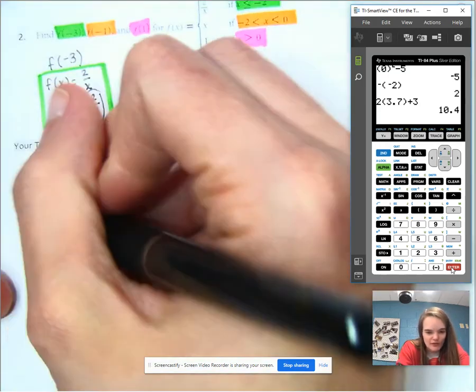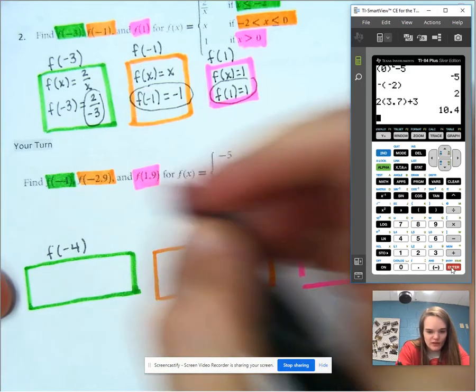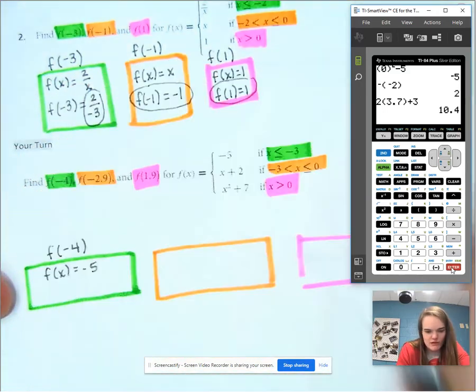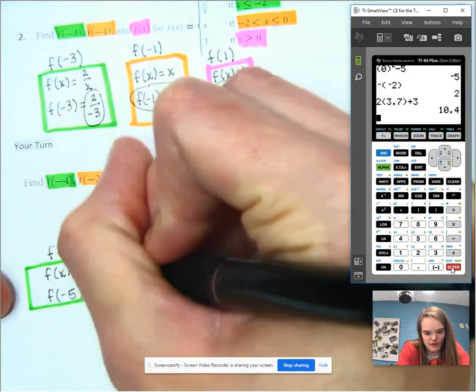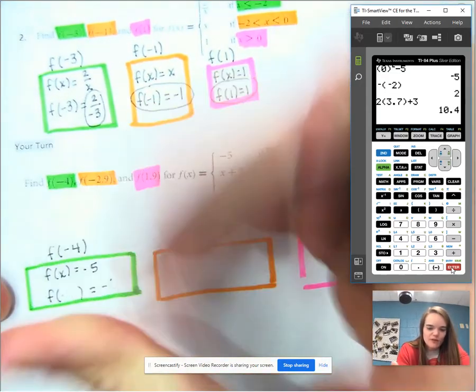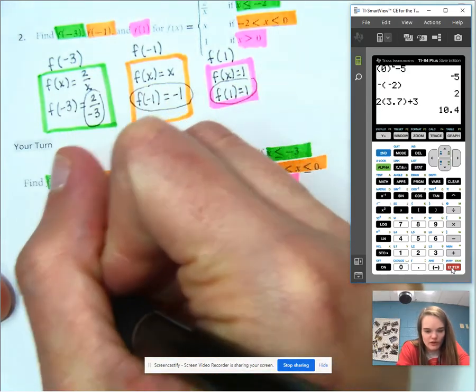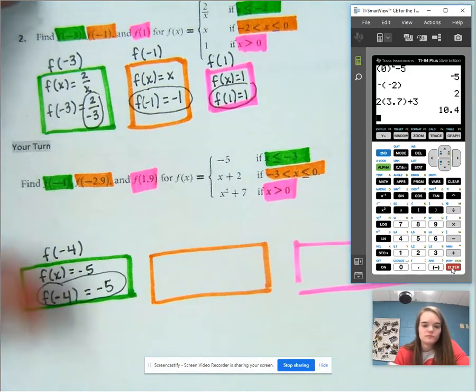Okay, so f of negative 4 means we use f of x equals negative 5. That means we just plug in a negative 4. But remember, there was no x, so there's nothing we could do. That means when we graph it, it's just going to be a horizontal line, by the way.